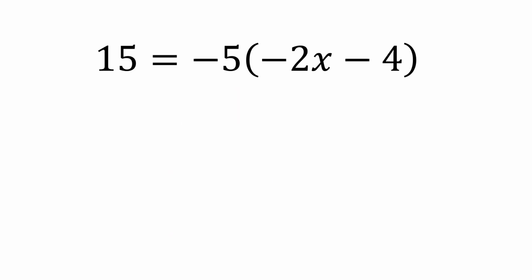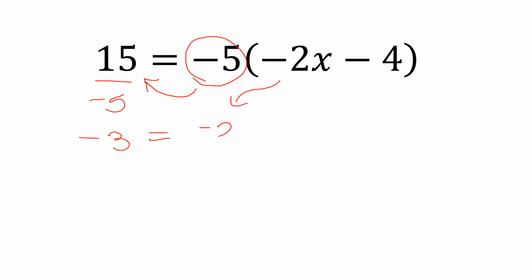If 15 equals negative 5 times negative 2x minus 4, again, my priority is to get x by itself. So here, I'm simply going to move the farthest thing from the variable, which is a negative 5. I'm moving it to the other side with division to get rid of the multiplication. So I'm dividing by negative 5 on the other side. 15 divided by negative 5 equals negative 3. And from there, since nothing else is attached to the parentheses, everything else can come down. So negative 2x and minus 4 come down.